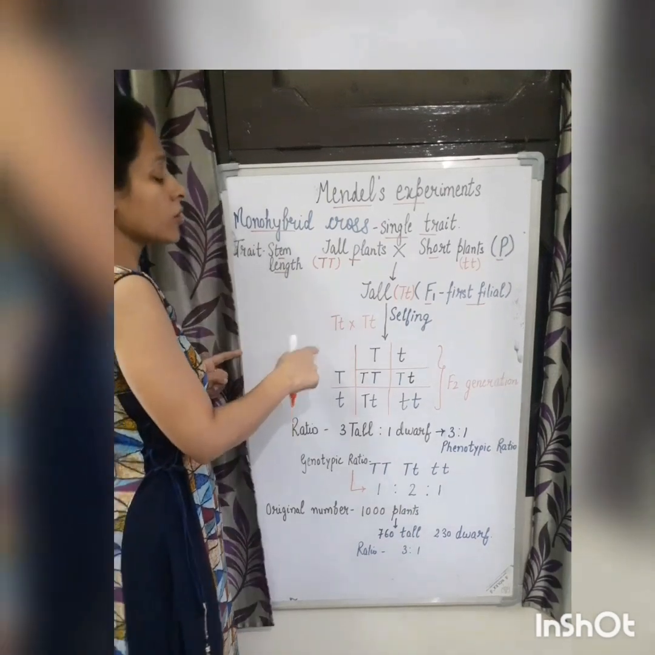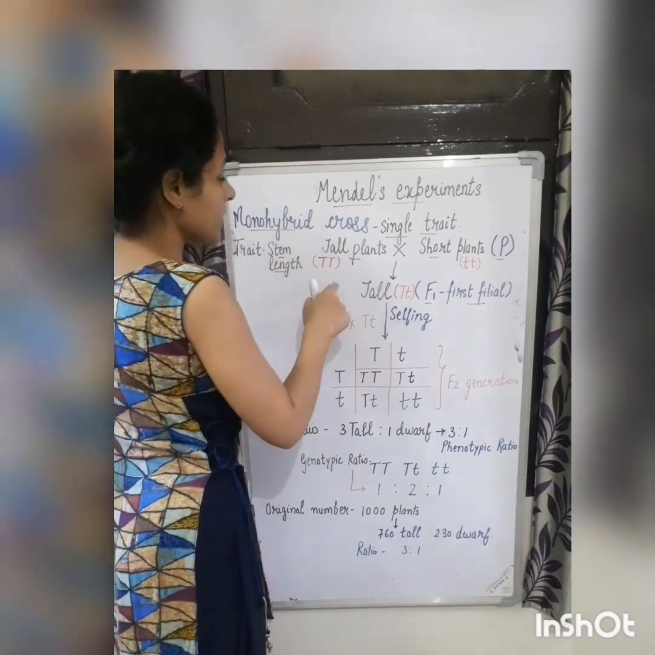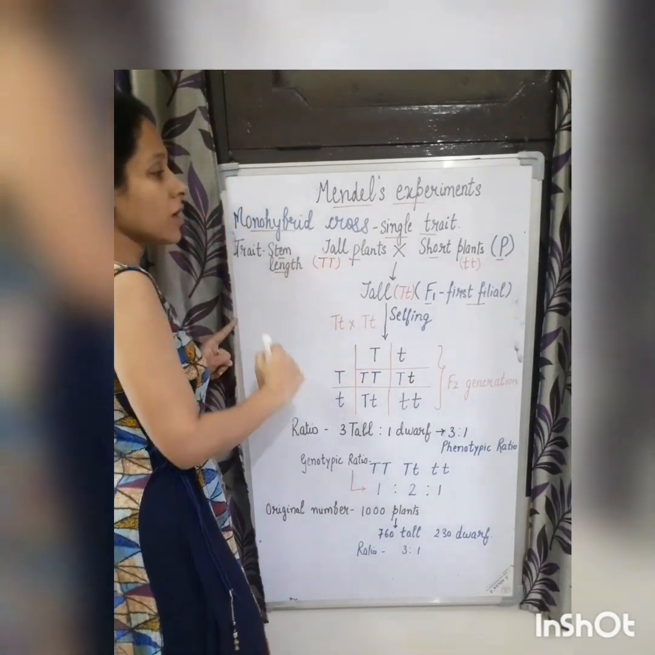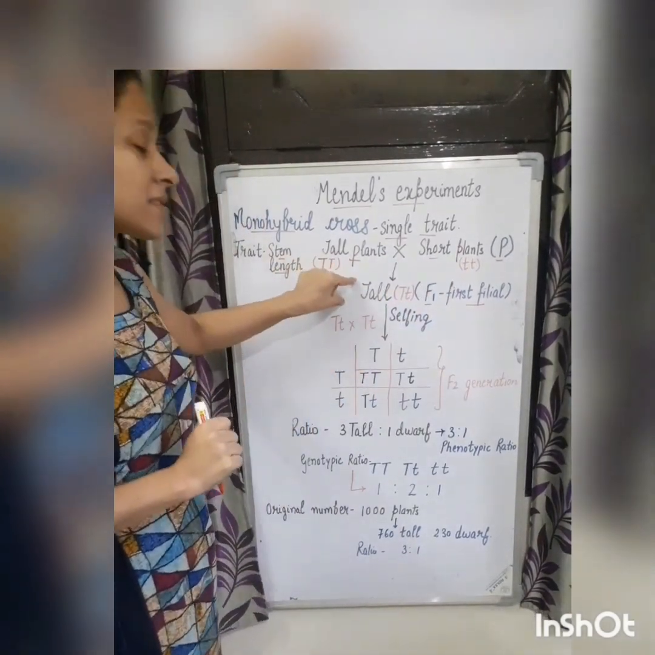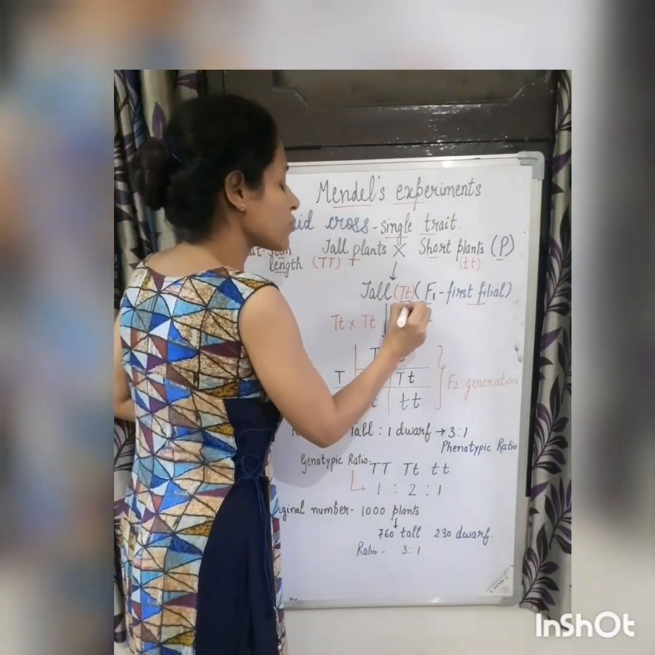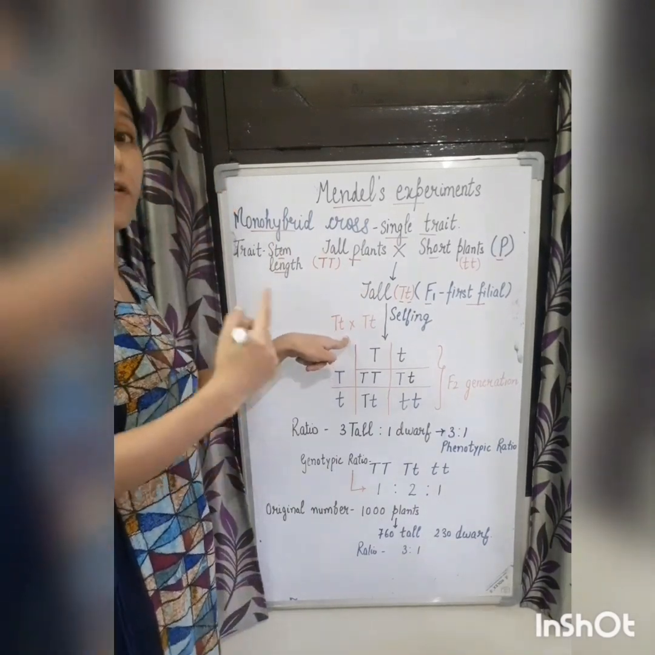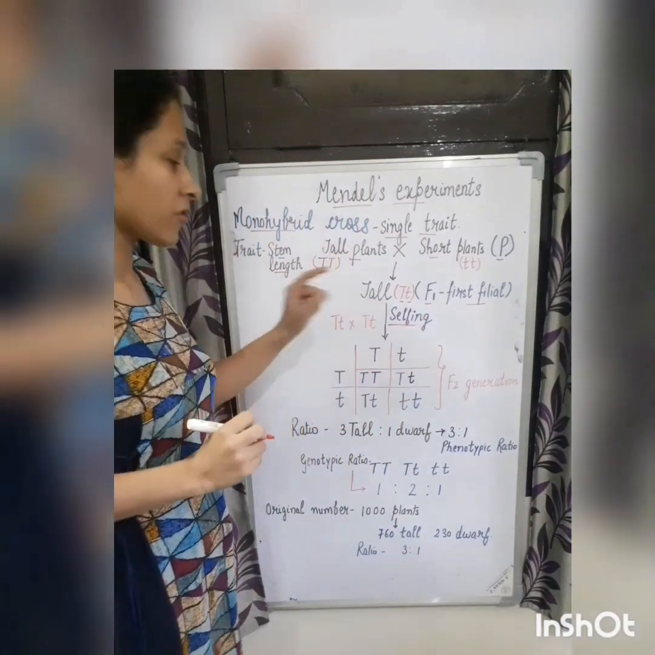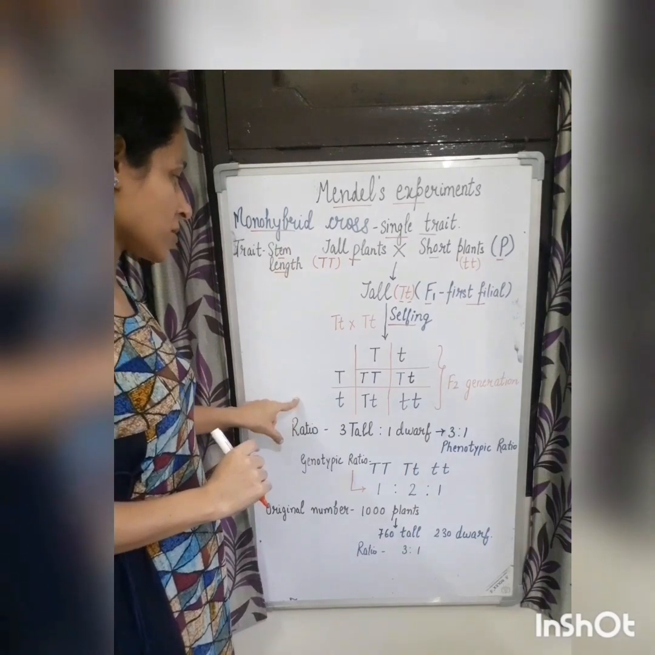Next, he allowed the F1 generation plants to be self-fertilized. Here, tall plants are represented by capital T, and dwarf plants by small t. So all F1 plants came out tall, with genotype capital T small t. He allowed these plants to self-fertilize, also called selfing. When they were self-fertilized, what result was observed?